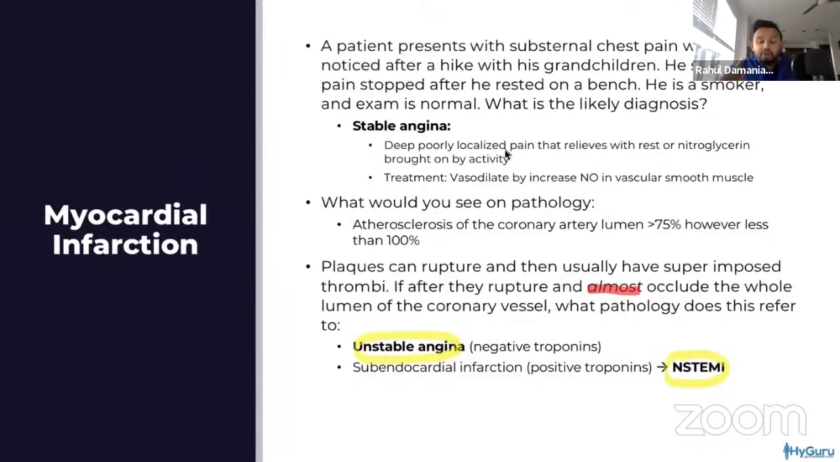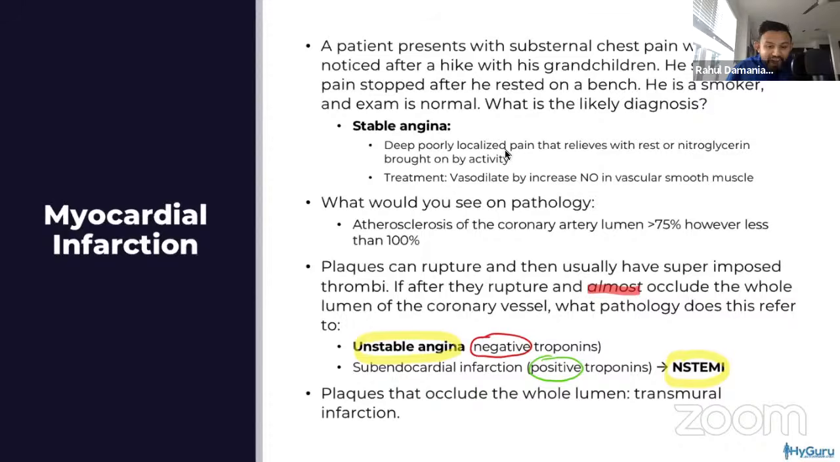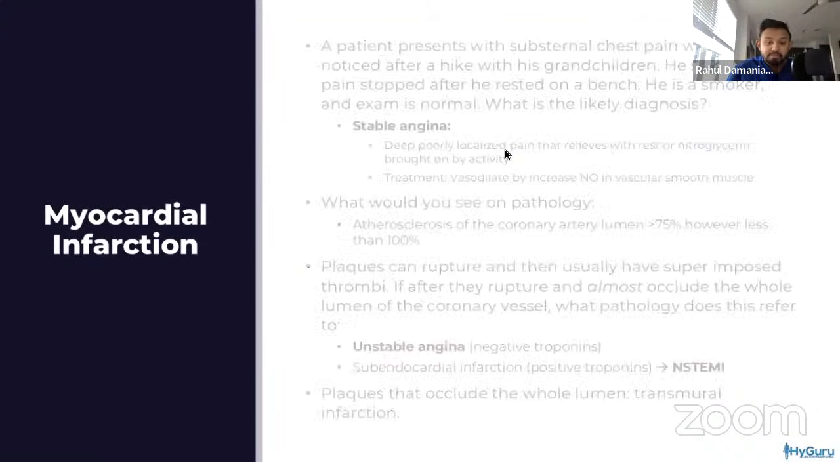And unstable angina on your exam has negative troponins, whereas NSTEMI is going to have positive troponins. If you end up having a plaque that includes now the whole lumen, think about a transmural infarction, and that is characteristic of a true ST segment elevation MI, what we know as a heart attack. So important concepts here are knowing the amount of plaque formation, the difference between stable and unstable angina, as well as the differences between unstable angina and NSTEMI. Watch for your troponins when it comes to those two delineations.